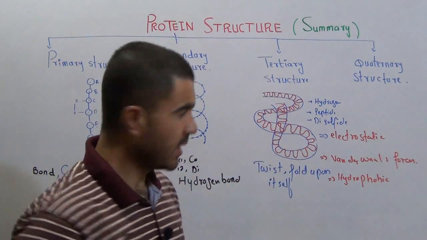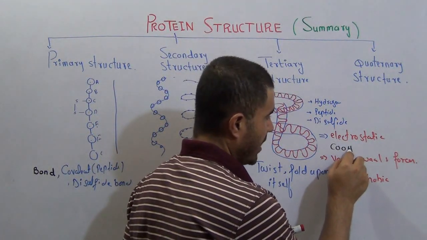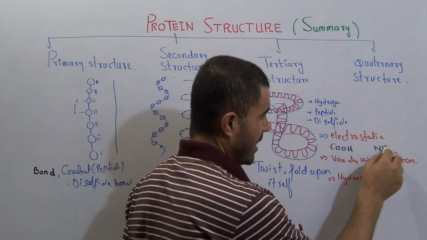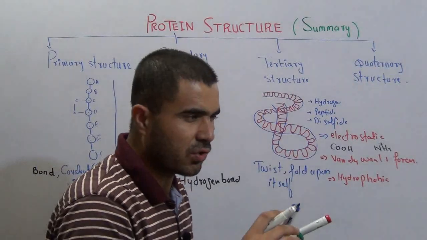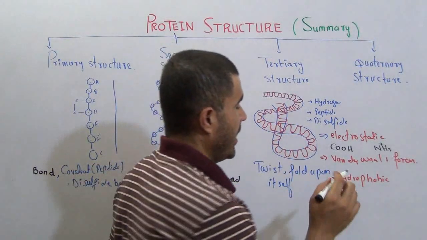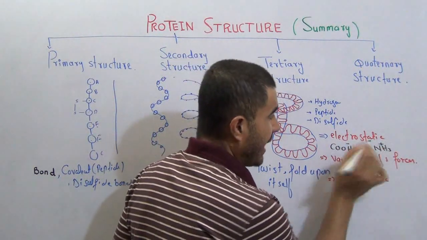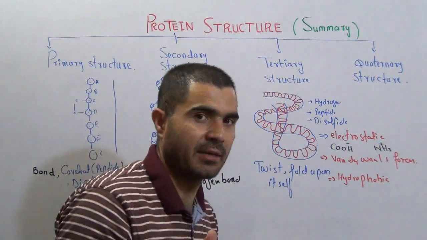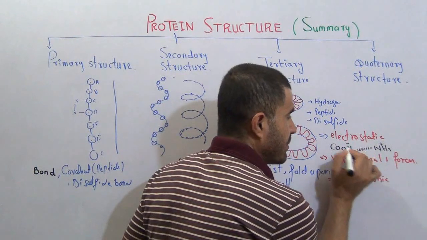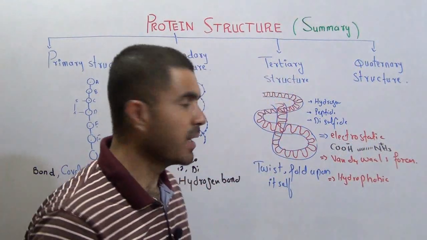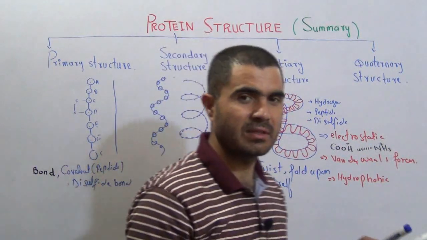Electrostatic bond is found between the COOH and NH3+. If there is NH3 and it got some positive charge, and COOH got some negative charge, then because of the positive and negative charge, another bond, not the peptide bond, will be formed that is called electrostatic. That will not be a covalent bond just like the peptide bond, but it will develop just because of the positive and negative species.